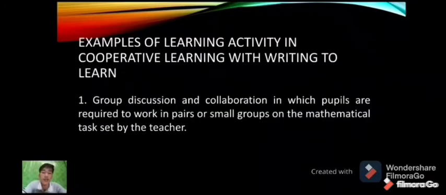We have examples of learning activity in cooperative learning with writing to learn. Number 1, group discussion and collaboration in which pupils are required to work in pairs or small groups on the mathematical task set by the teacher.